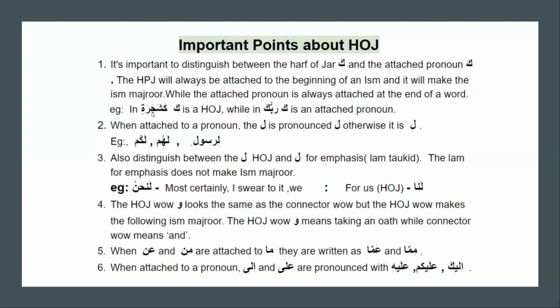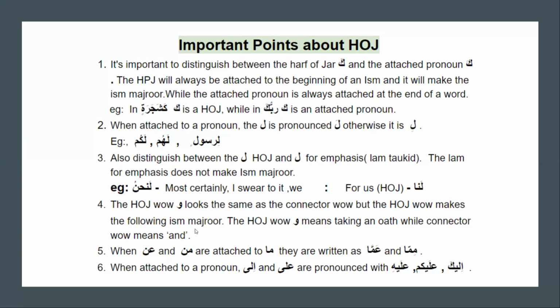Okay, so these are three points. The first point is about ka harf of jar and ka pronoun. The second point is about lam, when it is attached to a pronoun, it takes fatha. And then again, the lam which is harf of jar and the lam which is not harf of jar but the lam of emphasis. So we need to distinguish between these two also.